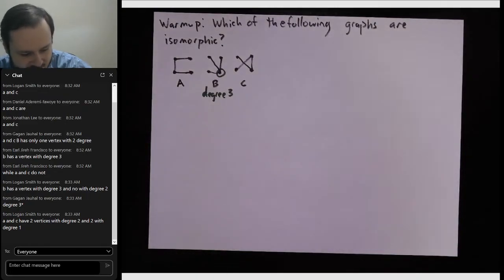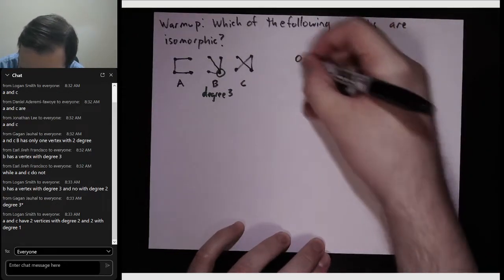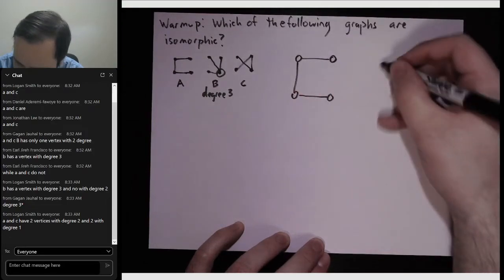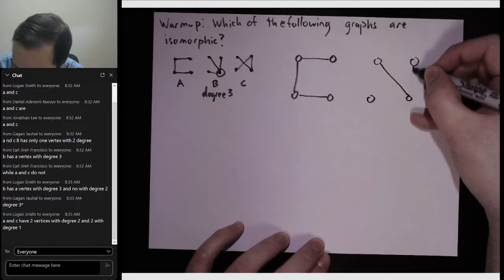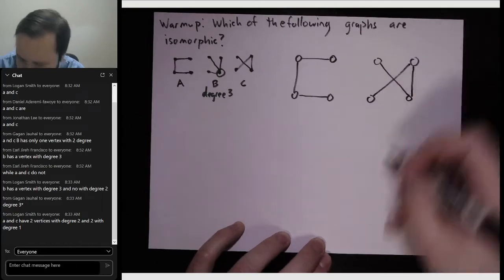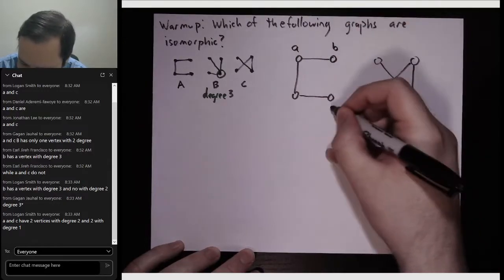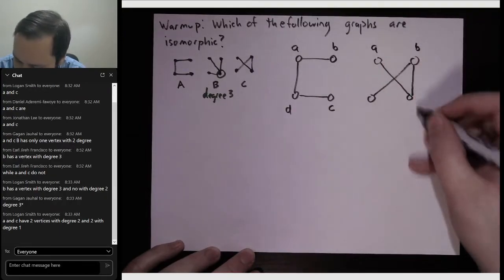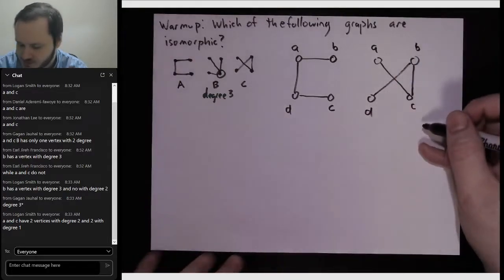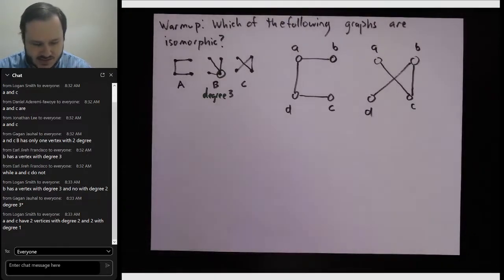Then if we look at A and C, let's blow them up a little bit. It's a little bit easier on a graph this small, but we want to check, okay, how many vertices? 4. How many edges? 3. Let's look at the degree sequence. Well, we've got 2 vertices of degree 1, 2 vertices of degree 2. I've got the same thing over here. 2 vertices of degree 1, 2 vertices of degree 2. So at some point, you can stop looking for things that might make them not isomorphic and try and figure out if they are isomorphic.